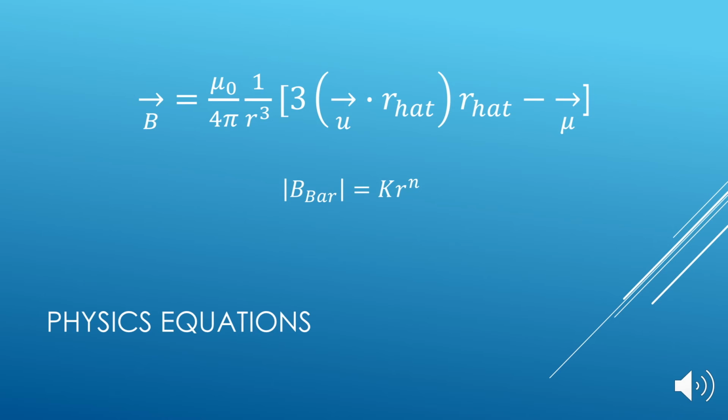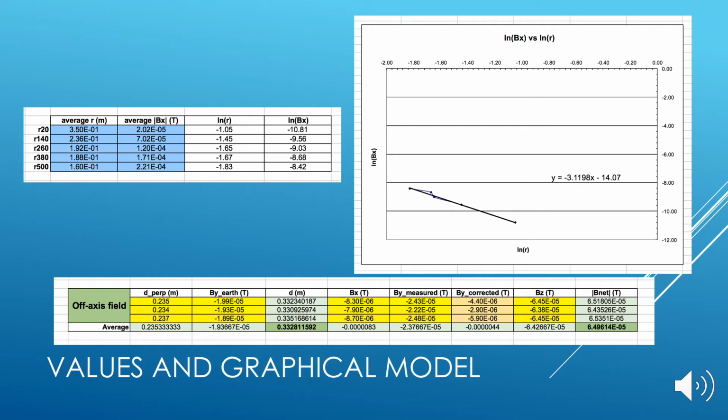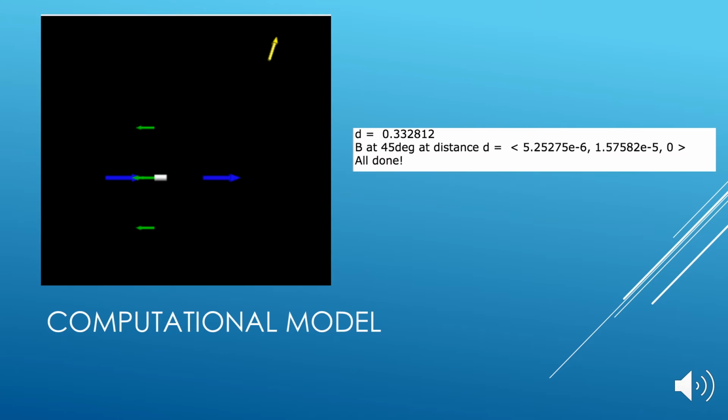This slide shows the values and graphical models that I got from the Excel graph from the lab. If you look at the graph, you can see that the slope is actually the n value that we're looking for. So my n is negative 3.1198. And this is the observed value, but the expected value is negative 3, so I will go on to discuss the percent error later in the lab.